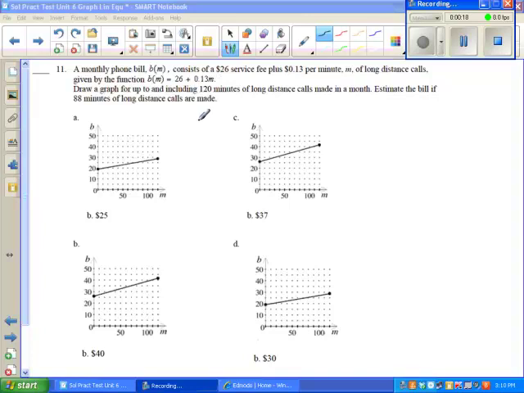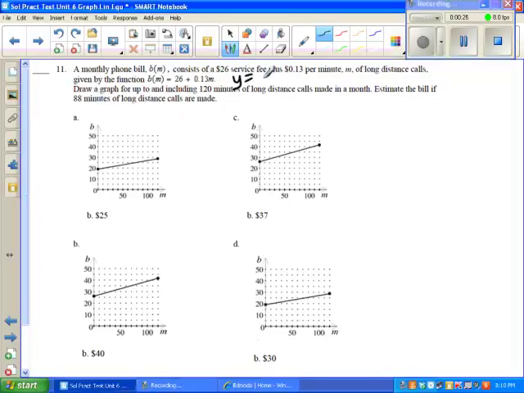So instead of X and Y, they're using M and B. So basically this equation would be Y equals, and I'm going to turn this around, 13M plus 26. Now this M doesn't stand for the slope, it actually stands for minutes in this case. So that Y would stand for the total phone bill. Total phone bill and minutes.